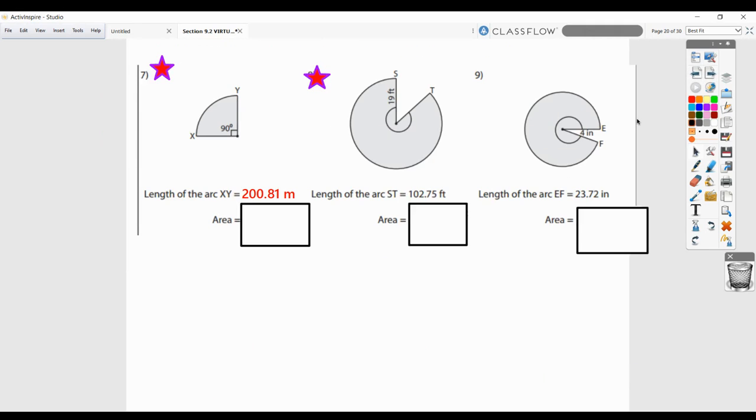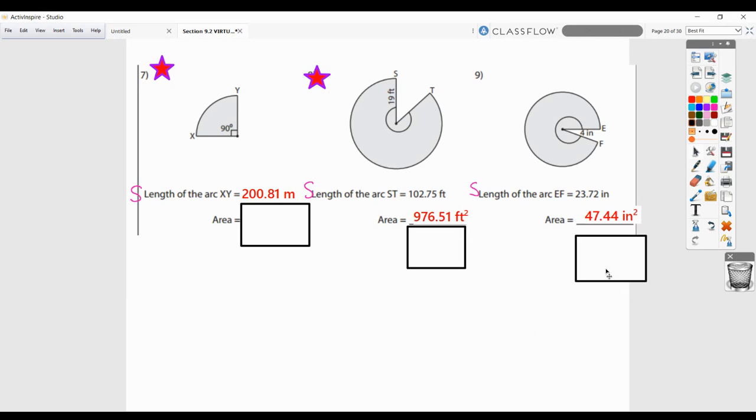Okay, let's try a few other ones. I'm not going to do all three of these because they're very similar to the ones that we just did. But for each of these, notice what's given. They are giving you the length of the arc, S, and they're asking for the area. So let's do one more together, and then I'm going to give you the answers for the other ones if you'd like to check them. All right, I'm going to do this first one. So length of the arc, S, got it.